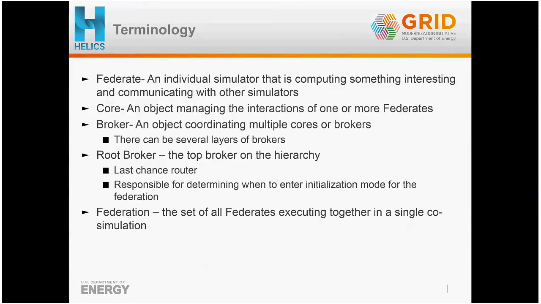So just to review some terminology for Helix, a federate is an individual thing that's executing. Core manages those federates, and brokers, which we're going to be talking about today, are coordinators for multiple cores or other brokers, and there can be several layers of these. The top level we call a root broker, and we'll get into what it does in a little bit, but it's basically the master coordinator for starting a few things and a last chance router. And then, of course, the federation is all the federates executing together.